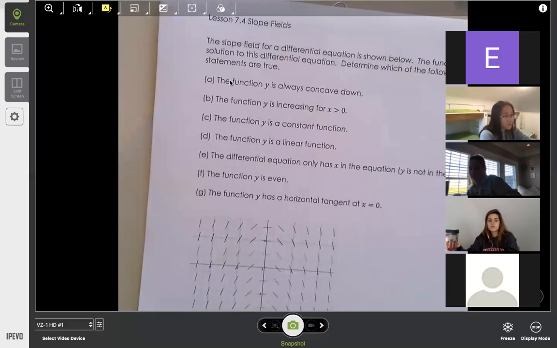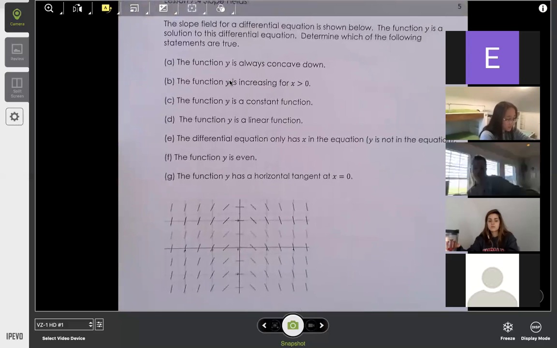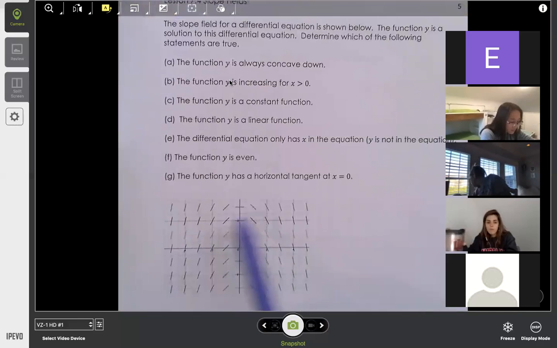A slope field for a differential equation is shown below. The function y is the solution to this differential equation. Determine which of the following statements are true. The function y is always concave down. If you imagine picking a point and sketching in a solution, does it look like wherever you pick a point, the function would be concave down?